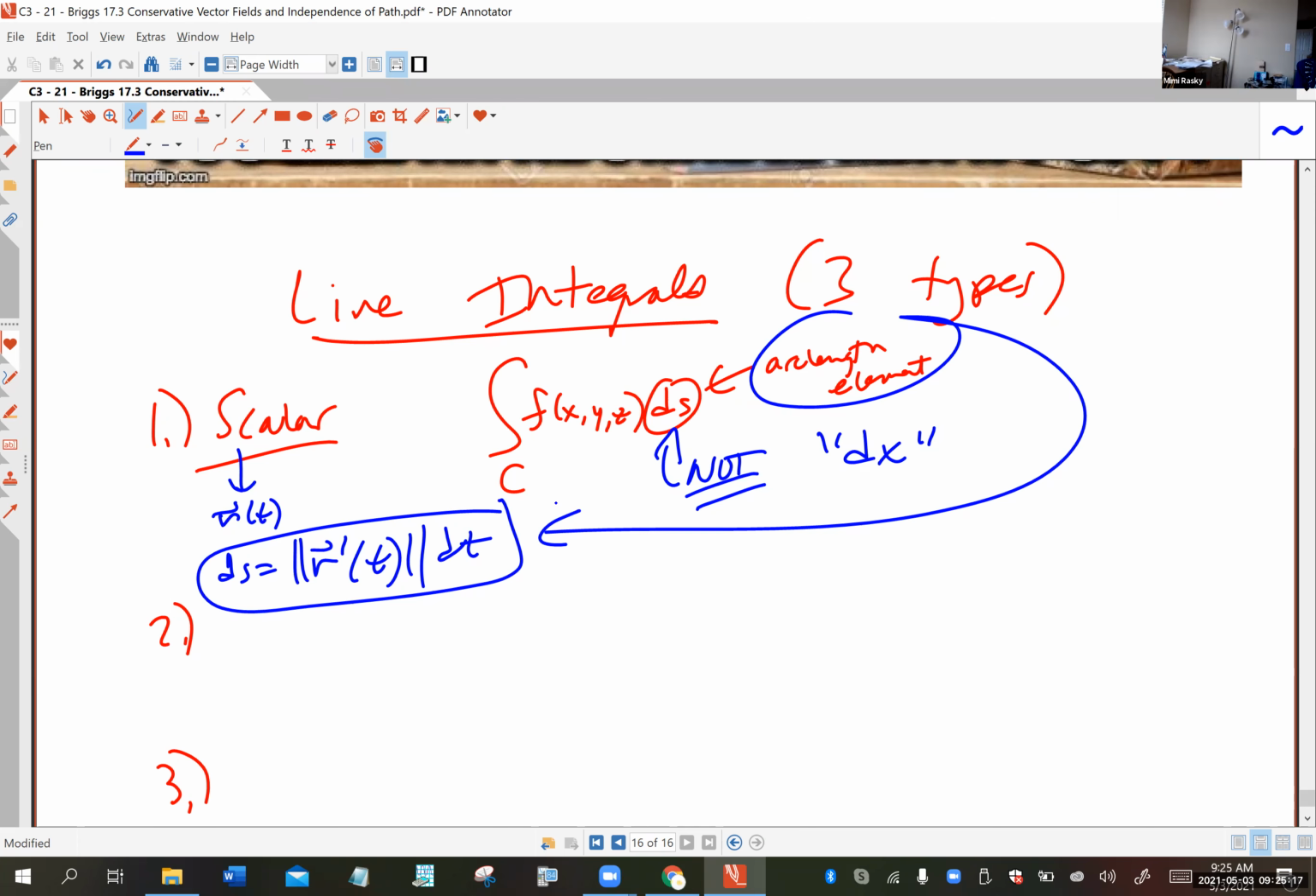Okay, so that's how I know I'm dealing with the scalar line integral. I see the line integral and I'll see that little ds. Boom, scalar line integral. That's my red flag.